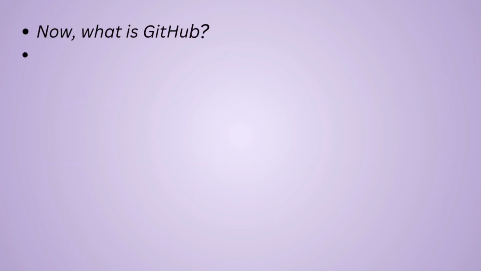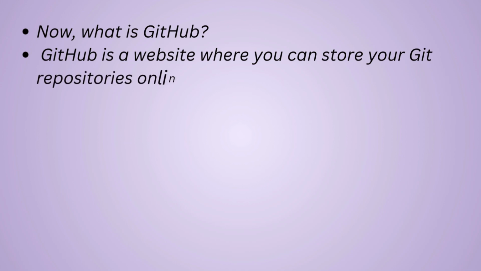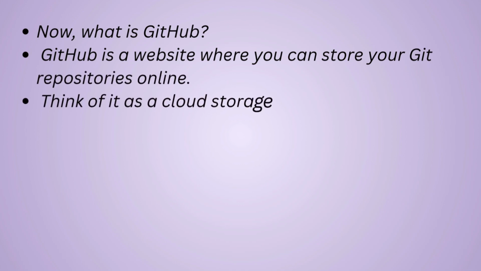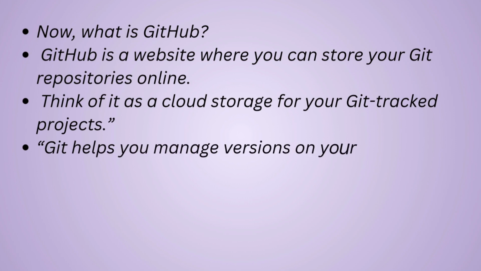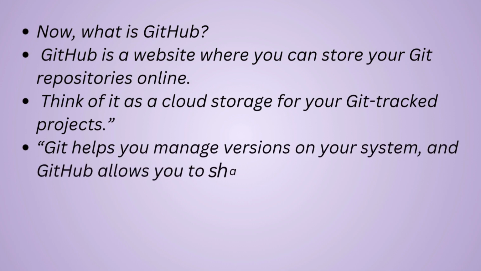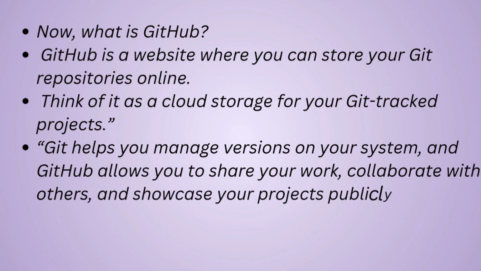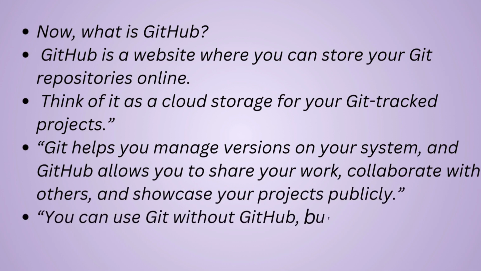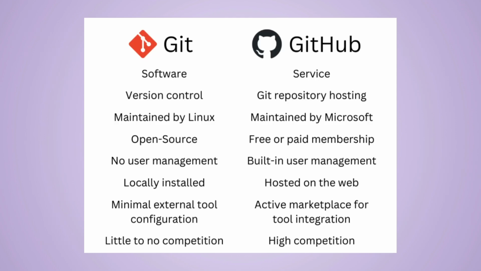Now, what is GitHub? GitHub is a website where you can store your Git repositories online. Think of it as a cloud storage for your Git tracked projects. Git helps you manage versions on your system, and GitHub allows you to share your work, collaborate with others, and showcase your projects publicly. You can use Git without GitHub, but GitHub needs Git to work. Most developers use both together. Git versus GitHub. Take a look.